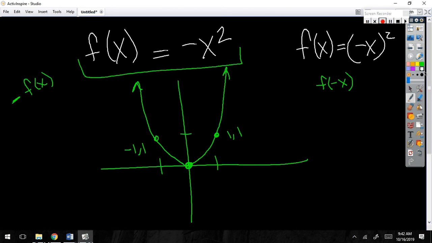When it comes in the front of the whole equation like that, it's a reflection over x. So how do you reflect over x? What are you negating? You're negating y. So (0, 0) stays the same. (1, 1) becomes (1, negative 1). (Negative 1, 1) becomes (negative 1, negative 1). Hampton, quit hiding behind that binder. And it flips it completely over.